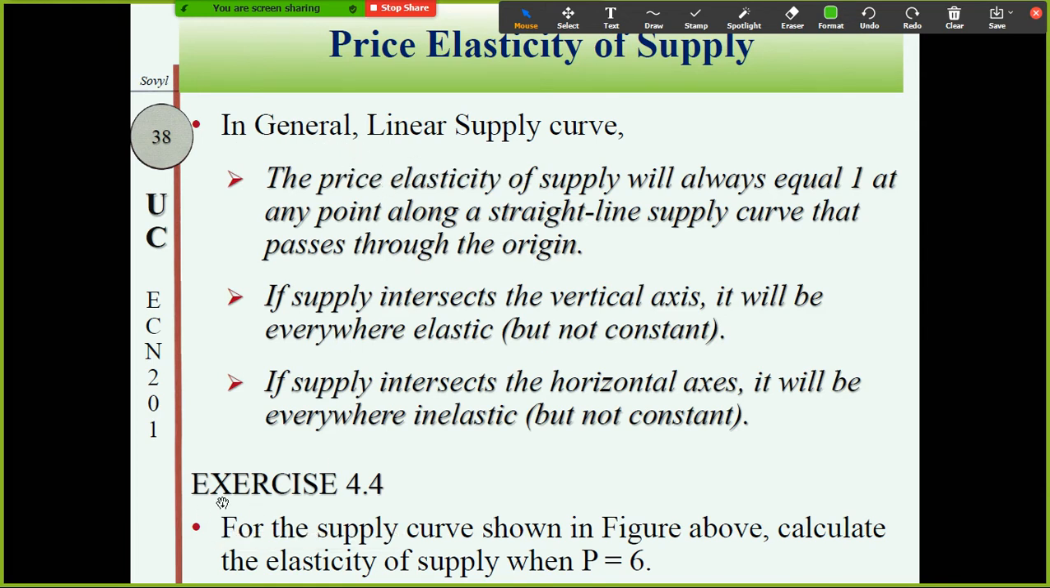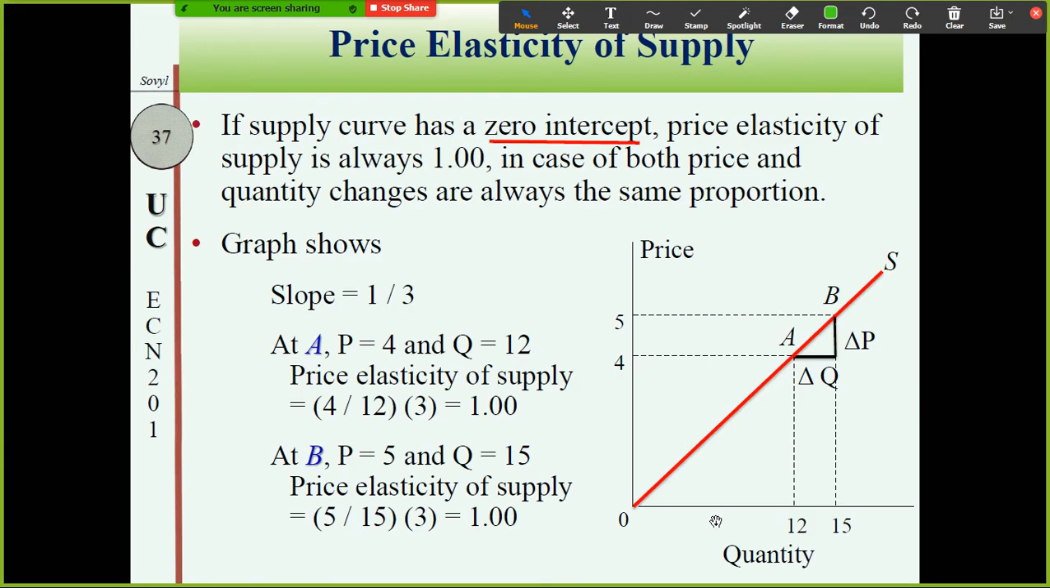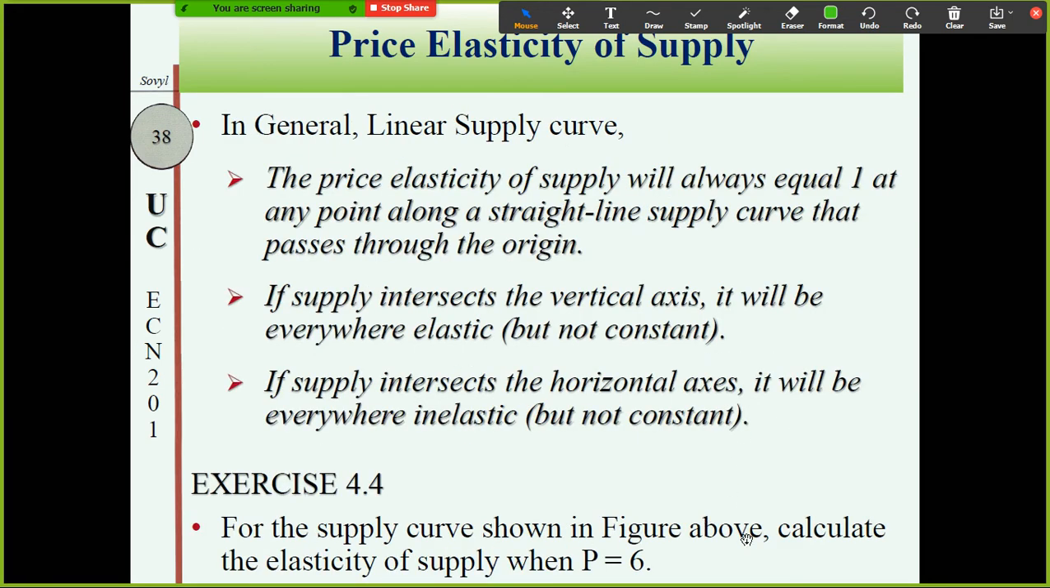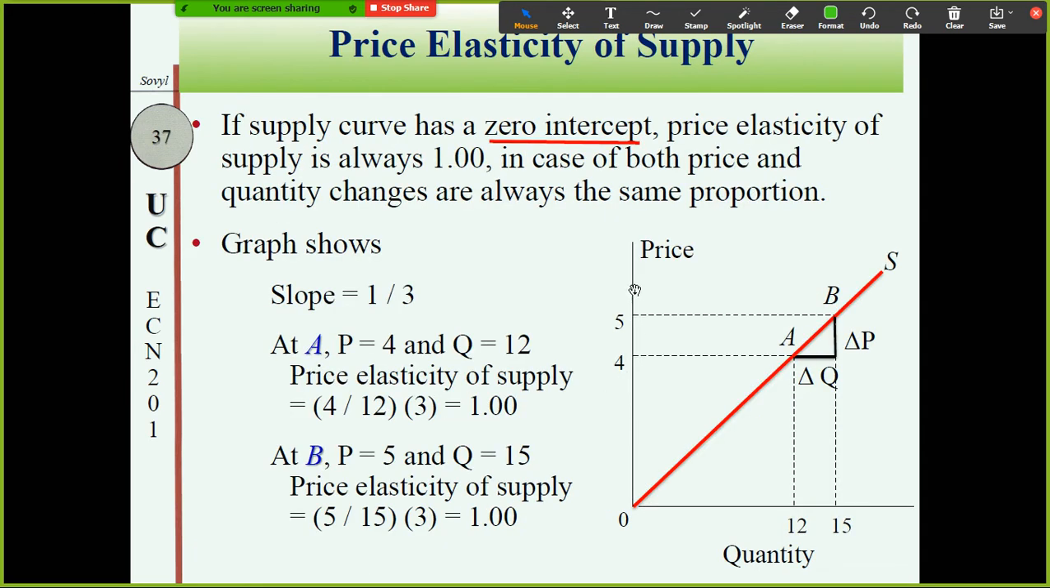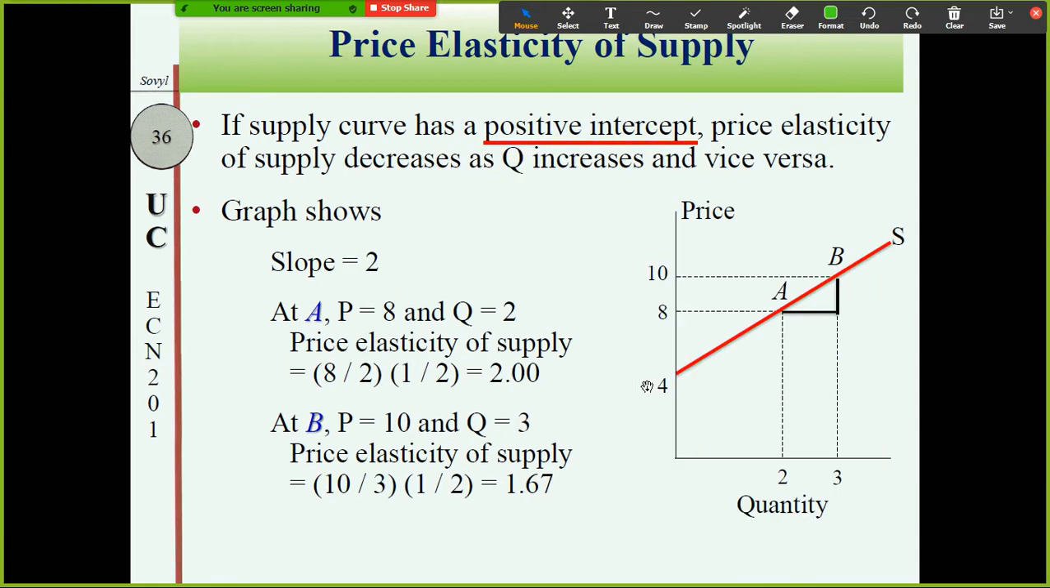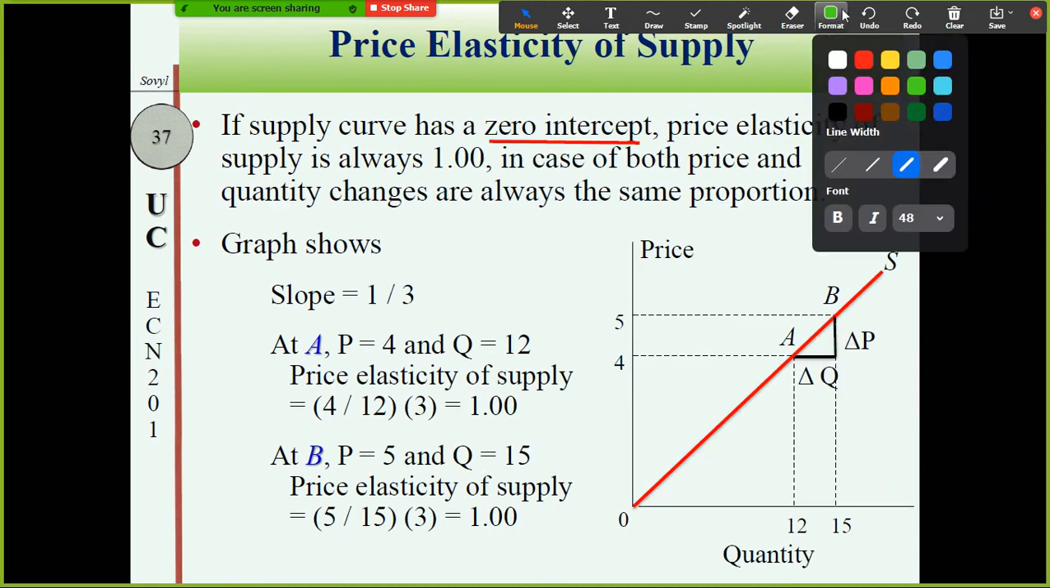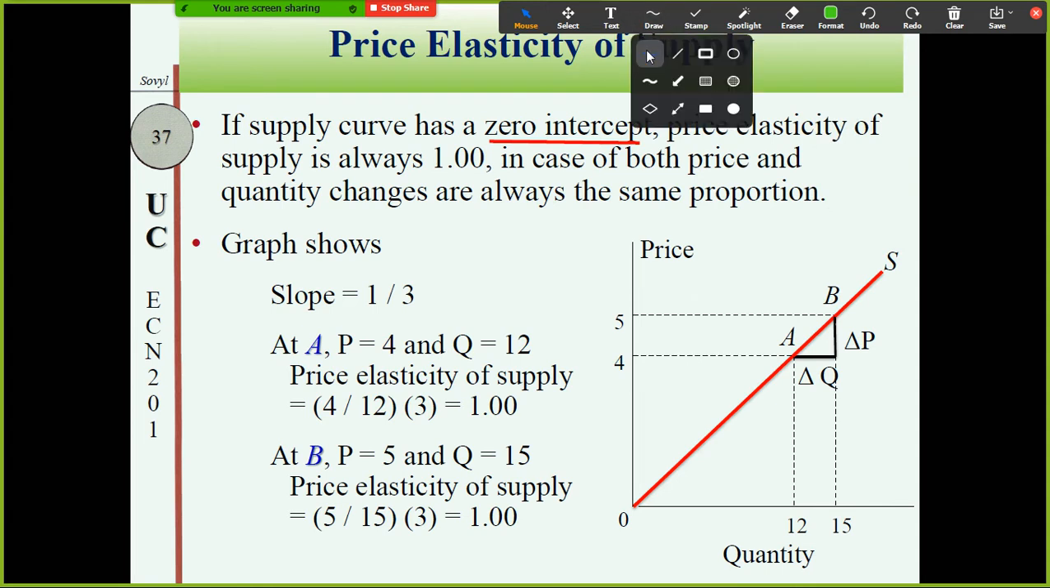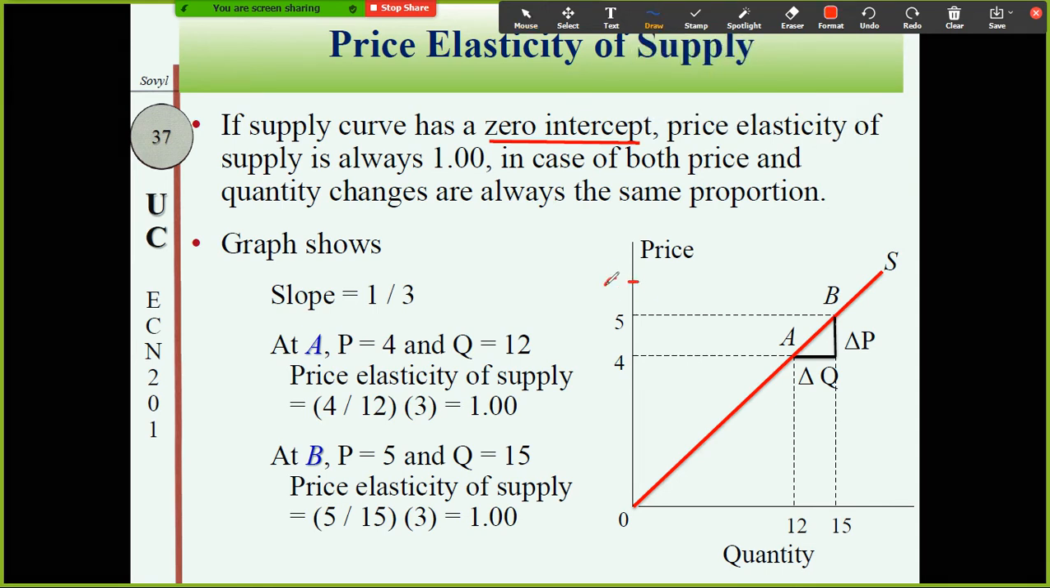This is another exercise you need to do, for the supply curve shown in the figure above. Calculate the price elasticity at P equal to 6. Where is P equal to 6? Maybe this one. Let's say this one, P equal to 6. If P equals 6, what is Q? We need to find Q. How to find Q?